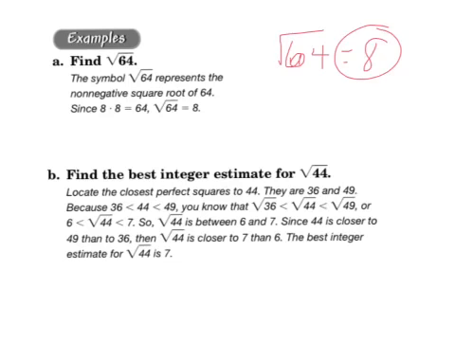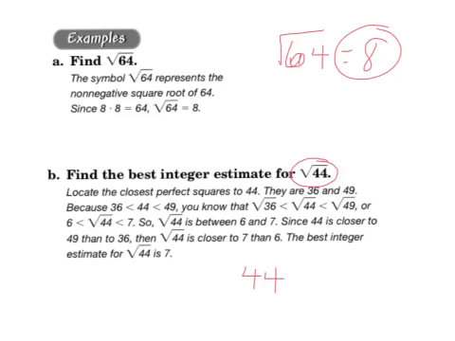All right, example B. Find the best integer that estimates the square root of 44. The square root of 44 is not a perfect square. There is no number times itself that would give me 44. So here's what I'm going to think about. I'm going to see where 44 does lie in my perfect square sequence. So I'm going to try to think about my perfect squares, and I'm trying to think of the numbers around 44.